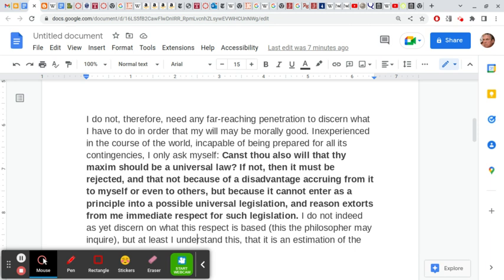is we ask whether the rule of action that we abstract from the thing, the maxim is what he calls it, the rule of action, can be a universal law, whether we could will that everyone follow that rule of action, which is similar to saying whether we can will that everyone act according to it in the situation that we're trying to figure out.